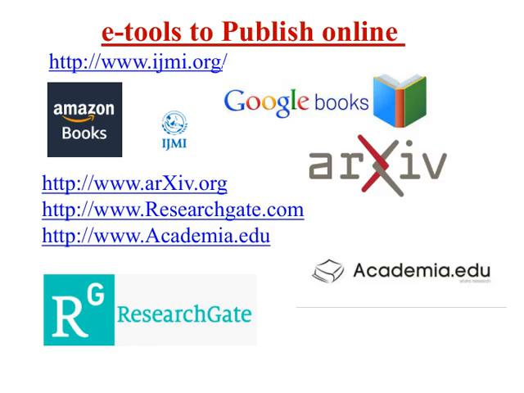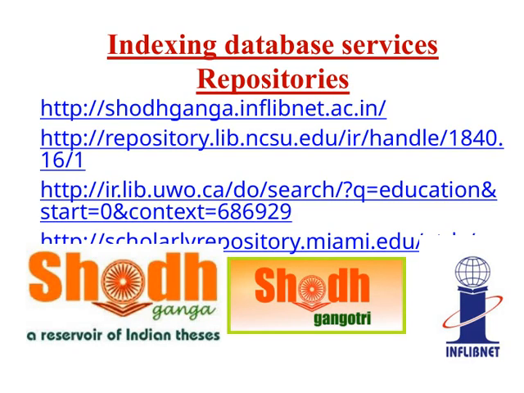These tools collectively support the broader goal of disseminating knowledge efficiently and openly, which is a core theme of our discussion on advancing research dissemination in the digital age. Now, let's look at some examples of indexing database services and repositories. These are essential for organizing and accessing scholarly work efficiently.